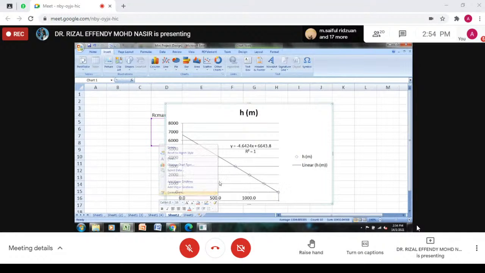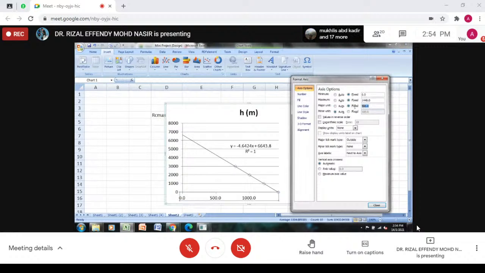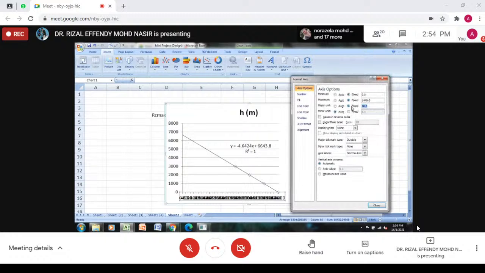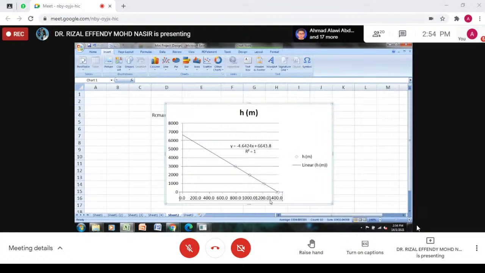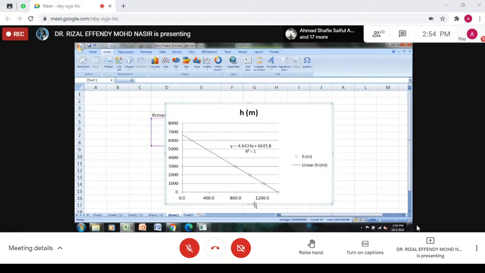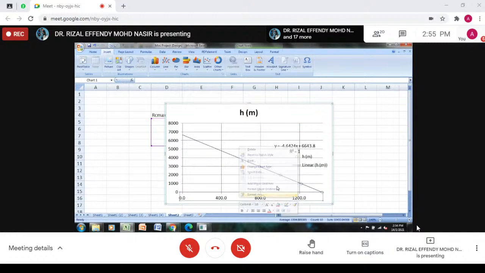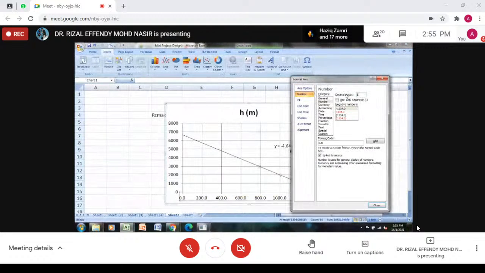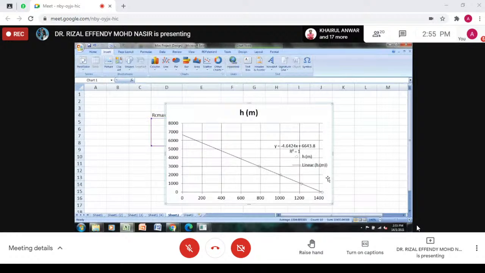See format axis, and you fixkan every 40 contoh. Tak boleh, salah sangat. 200 dapat 100 around that. Kalau kita nak number ni buat decimal 0 cukup. Okay, 1400 lebih-lebih sikit. So ini equation dia.